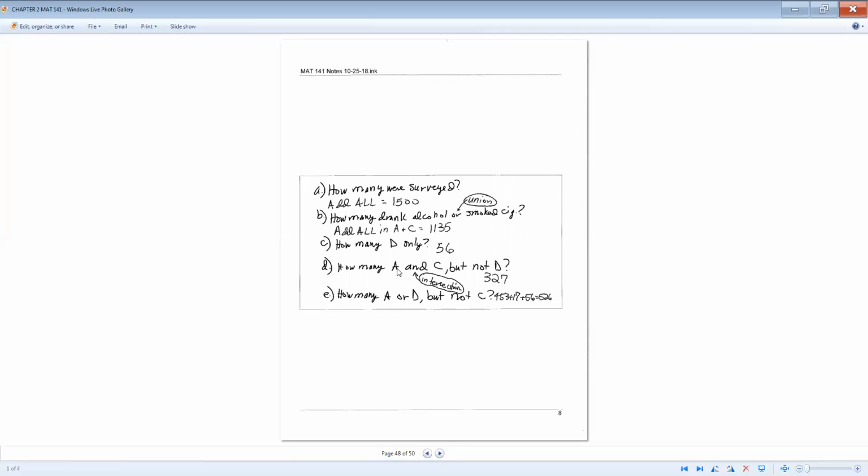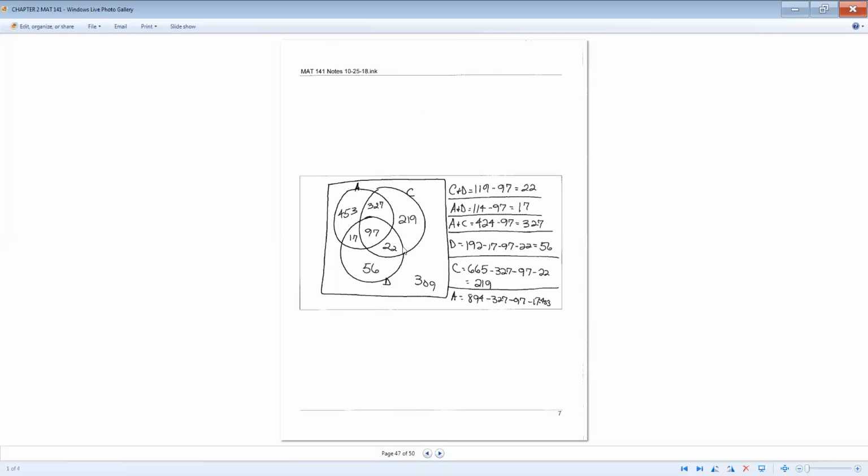How many did alcohol and cigarettes? Remember, and is your intersection, but not drugs. So when you go back to your Venn diagram, alcohol and cigarettes, but not drugs, that would just be 327. This is the intersection of alcohol and cigarettes right here. Those who did drugs is 97, so we just want 327.